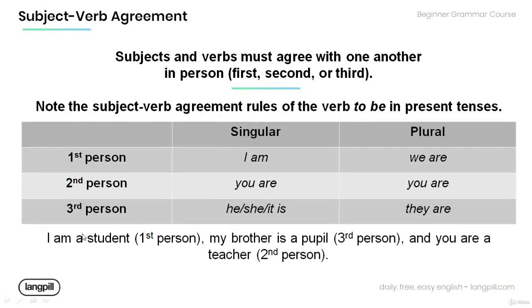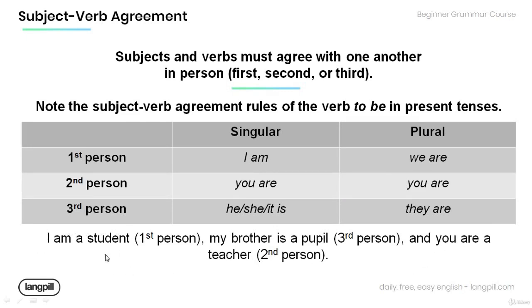Have a look at the table below and note the subject-verb agreement rules of the verb to be in the present tense. In the first person, singular, I am. Plural, we are. Second person, singular, you are. Plural, you are. Third person, singular, he, she, it is. Plural, they are.